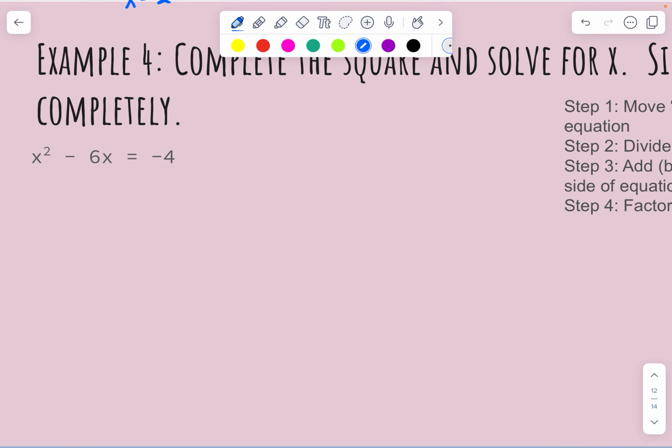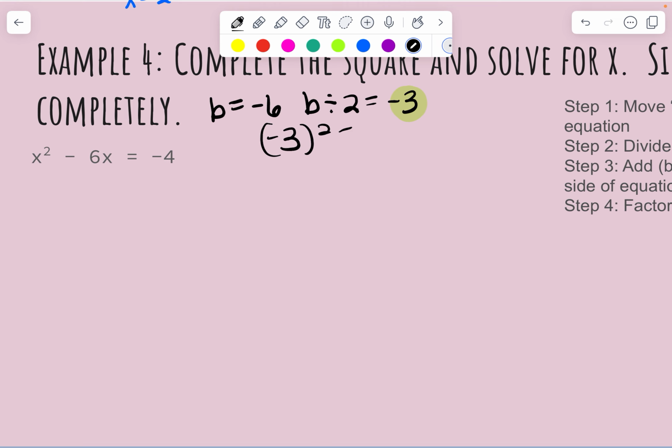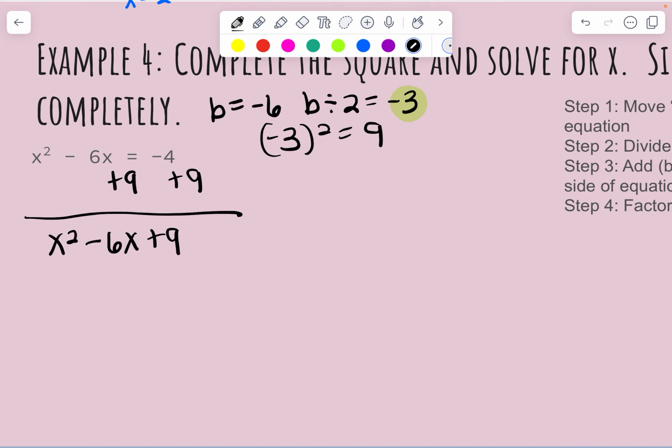All right, let's look at a few more. So this one already has a number on the other side, which is fine. We're still going to do this the same way. b is negative 6. b divided by 2 then is negative 3. That's going to be our magic number. Negative 3 squared is 9. So I'm going to add 9 to both sides. And we get x squared minus 6x plus 9 equals 5.